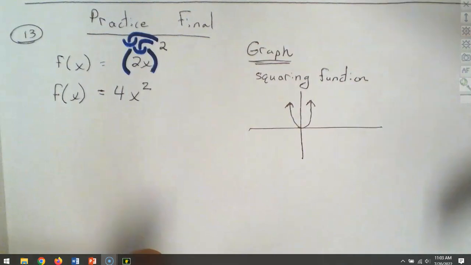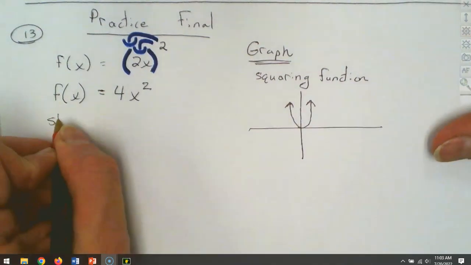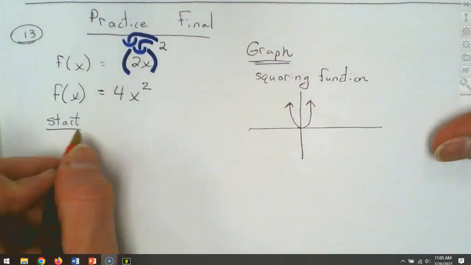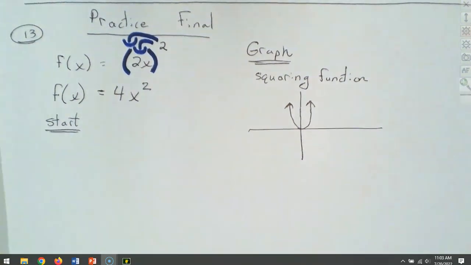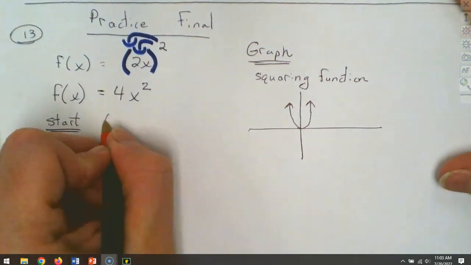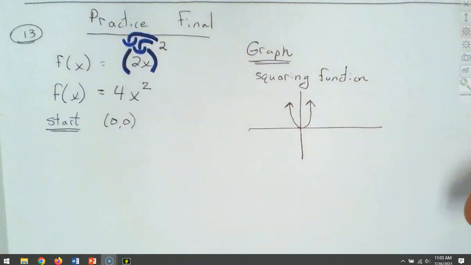So let's think about how we would graph this. Where do we start? Can someone tell me where we'd start if I was going to graph this equation? 0, 0, right? Why 0, 0? Because is there anything on the end? Nope. Is there anything inside the parentheses now? No. So I'm going to start at 0, 0.